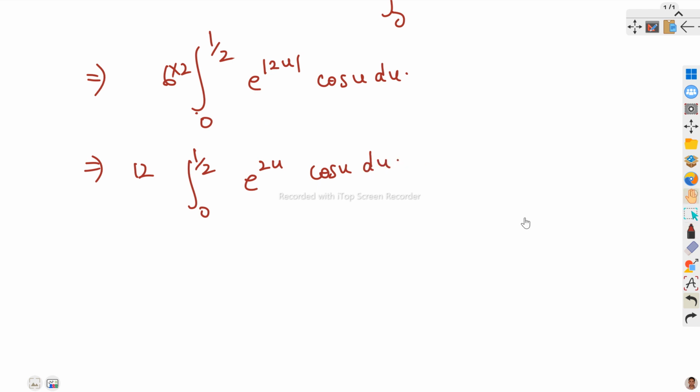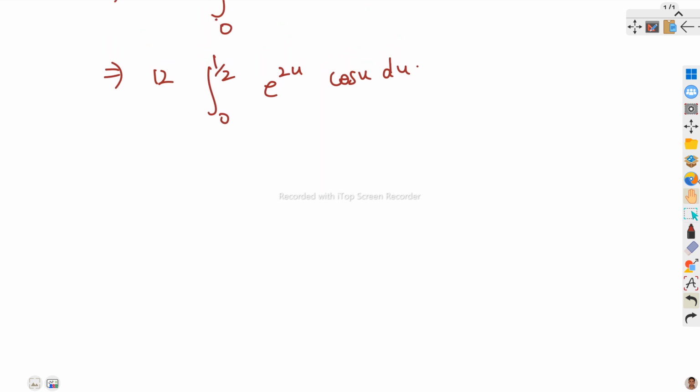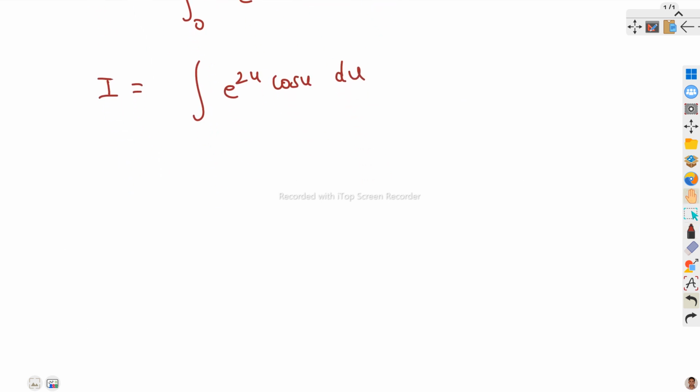Again, we have to find the value of this integral. So first of all, we are going to find the value of the integral. Let I equal the integral of e raised to power 2u cos u du. Take this as the second function and cos u as the first function, where we are going to use integration by parts.